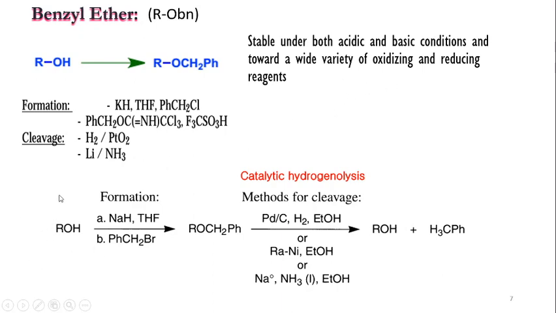This is the simple alcohol. It can be converted into benzyl ether with the help of NaH in presence of benzyl bromide, and this is the method of catalytic hydrogenolysis for deprotection, and this is the deprotection of benzyl ether into this alcohol.